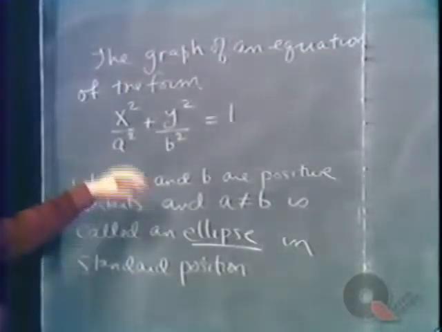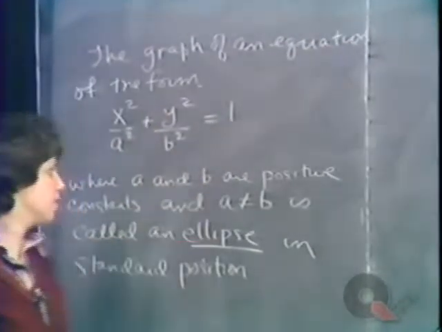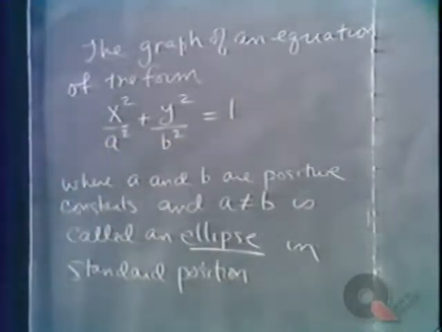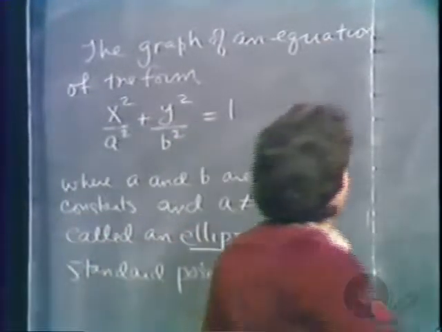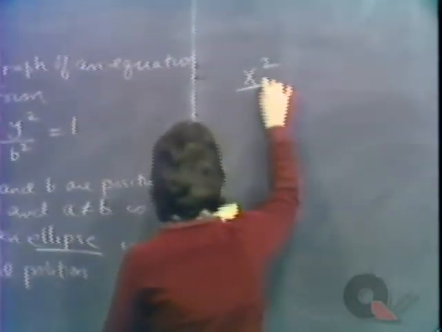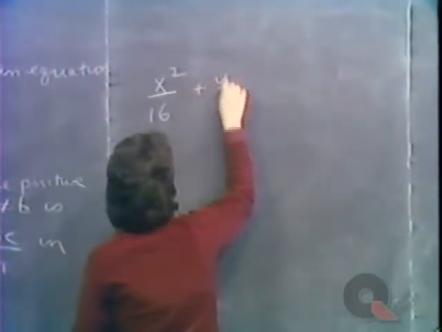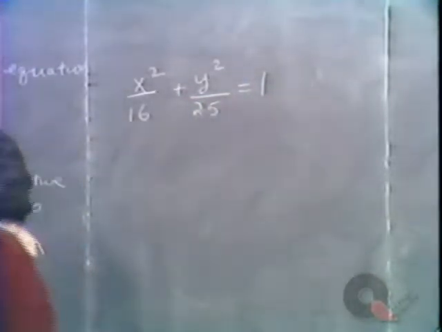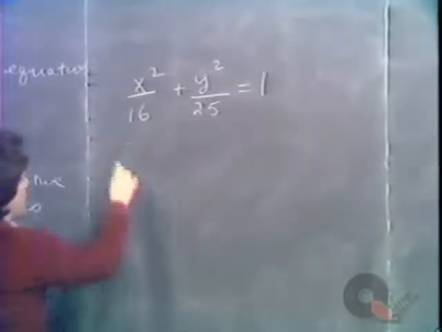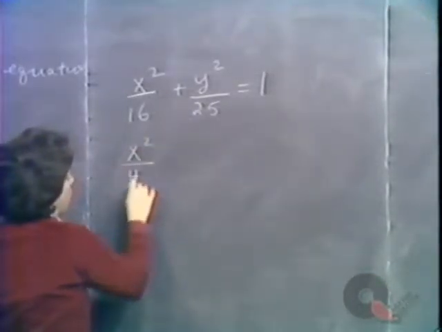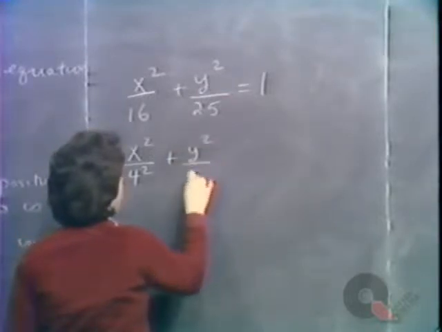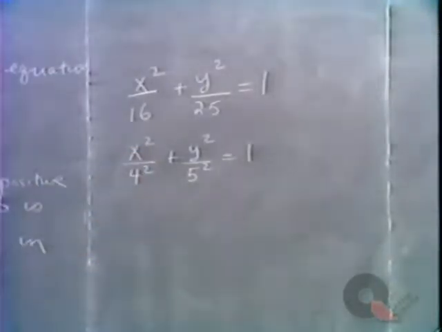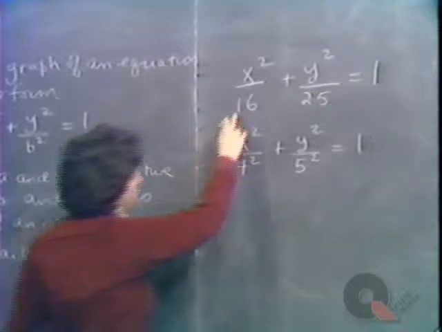If we have an equation of this form, x squared over a squared plus y squared over b squared equals 1, where a is not equal to b and a and b are positive constants, we call this an ellipse in standard position. Let me give you a specific example. Let's say we have x squared over 16 plus y squared over 25 equals 1. This is like x squared over 4 squared plus y squared over 5 squared equals 1. Notice it's in this form. By the way, these numbers do not have to be perfect squares.